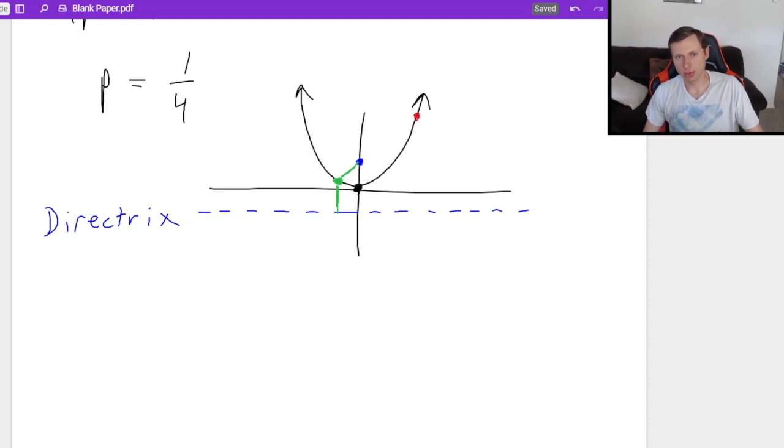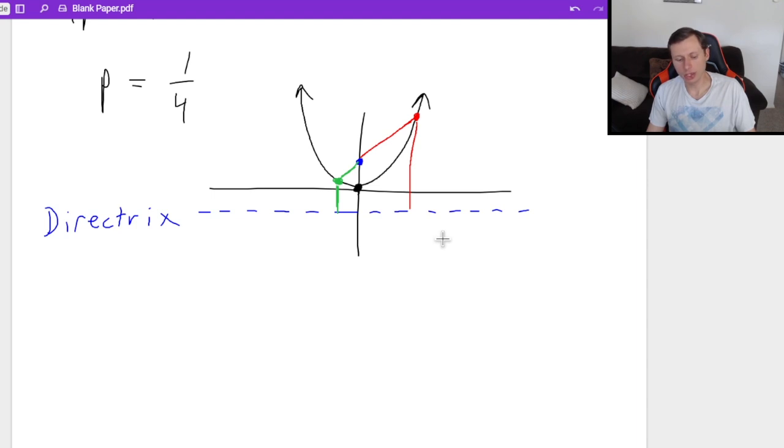Now let me pick another point. Let's pick this point up here. What I'm saying is the distance to the focus, that distance right there, is the exact same as the distance to the directrix, which is just a straight line down. And again, this isn't perfect, but it's what it's supposed to look like at least. And so that's why we have the directrix and the focus for this parabola.